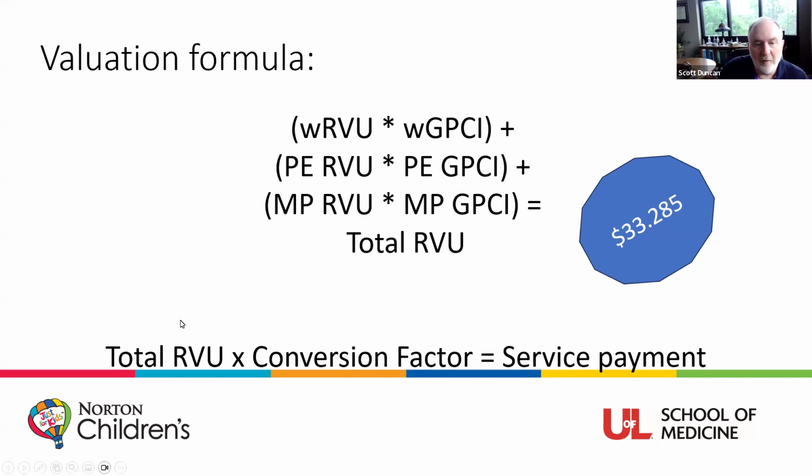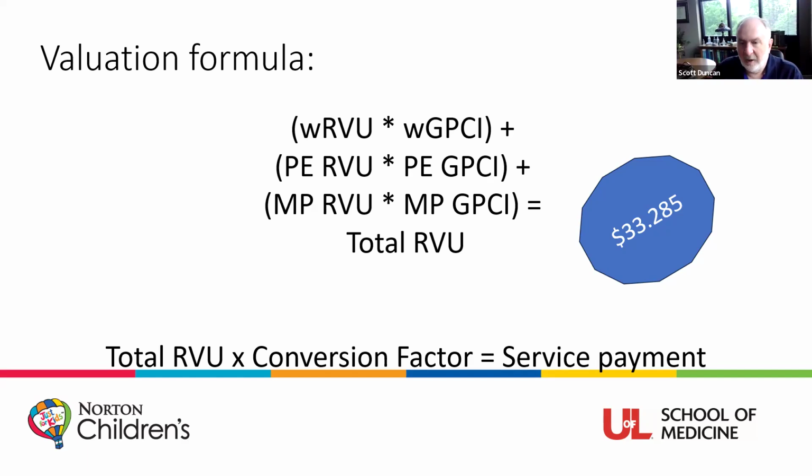You then take these total RVUs and multiply it by a conversion factor. This year, the conversion factor is $33.28.5. So those are set up by CMS. They're set up to be budget neutral. And in fact, we continue to see declines in the conversion factor over the last 10 years or so. This has got to be one of the lowest conversion factors, again, because it has to be budget neutral.